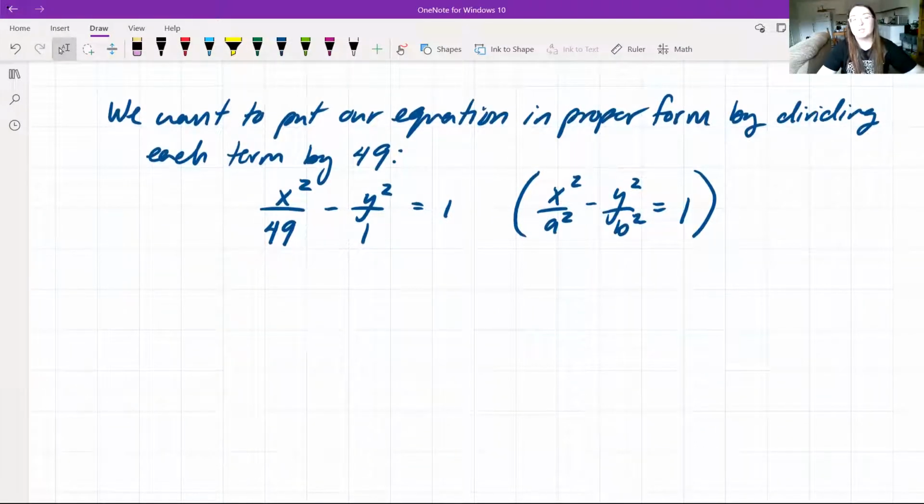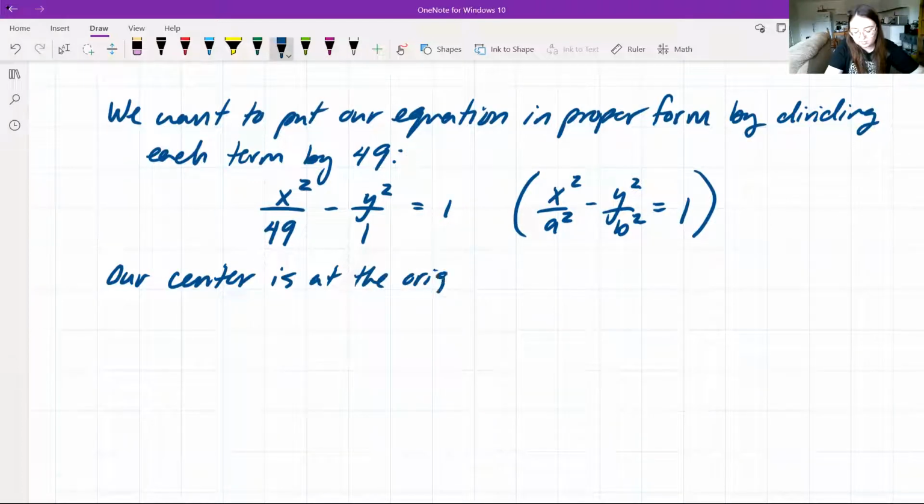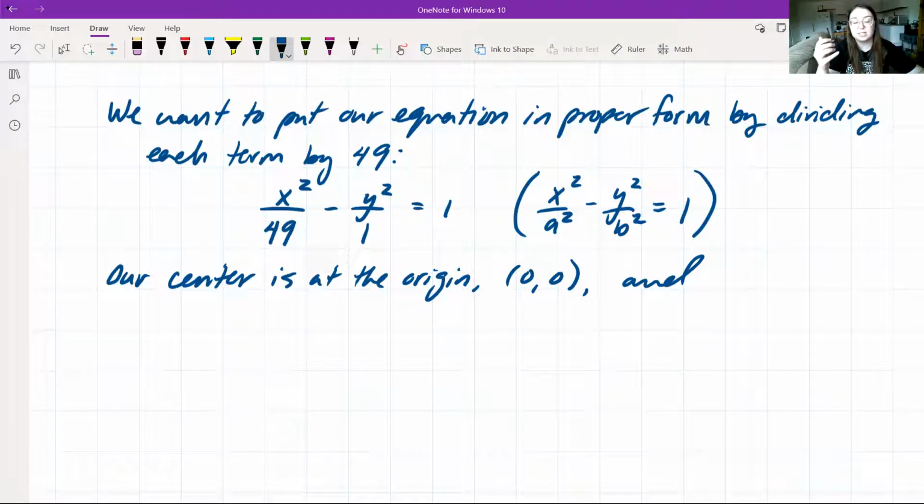Knowing that our equation is in this form, this means that our center is at the origin, which is 0, 0. This is because we see that with our x squared and y squared, there's no number being added or subtracted to x or y in this case, which means that our center is at the origin.